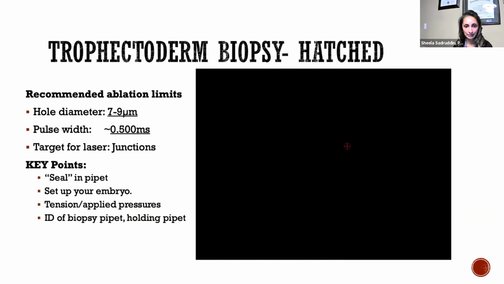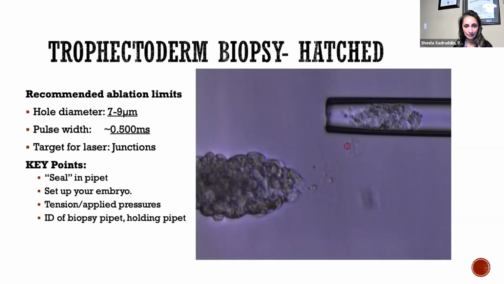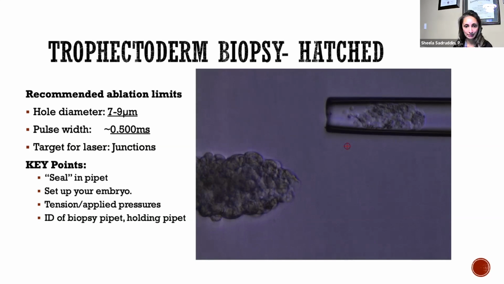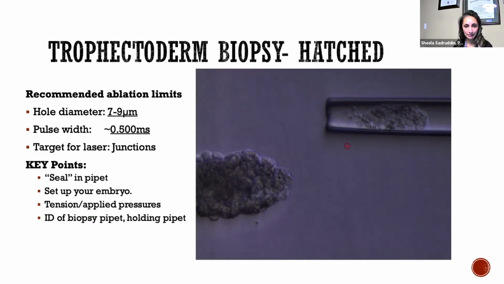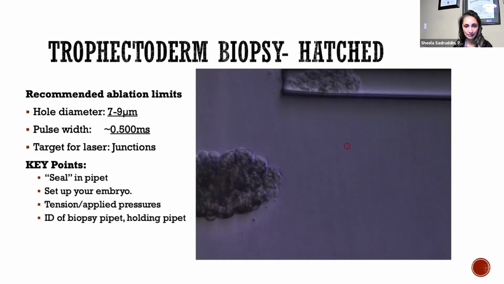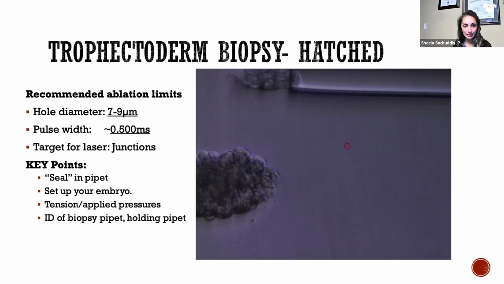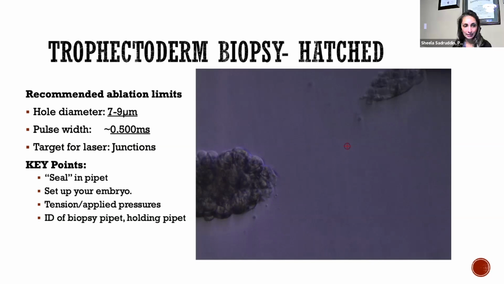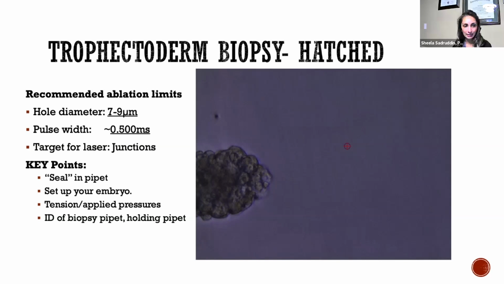And so as you can see here, I encourage my staff when I'm training that the embryo biopsy should not be moving too much in the biopsy pipette. So some of the key points that I'd like to address is that you want to create a seal inside of your biopsy pipette. So as you are aspirating the few cells inside of your pipette, you want to have them completely hug the inside of the pipette, so that way it creates this seal.